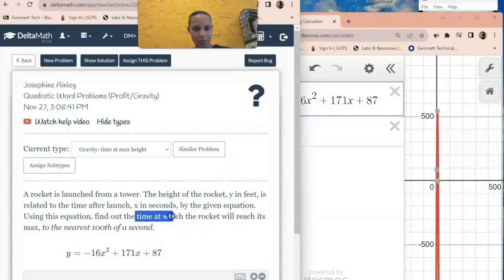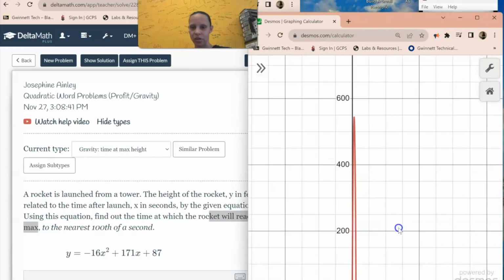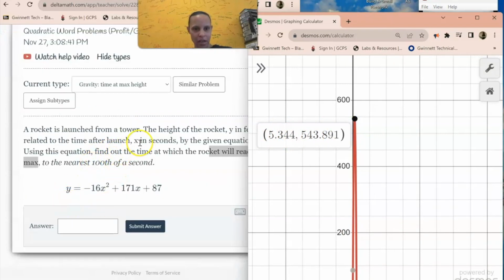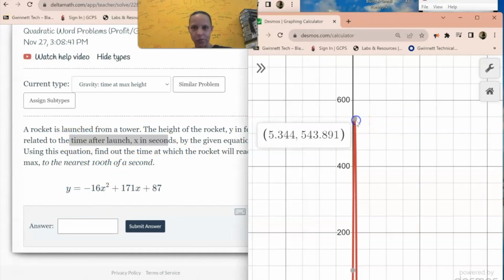All right, let's go look at the question. Find the time. So I need to know what time is. Time is what? X. So I'm only looking at X. Where the rocket reaches where? Maximum. So that means I need the maximum. So you got the maximum of the graph. You have two numbers there, right? You have the maximum right here. And I need that x value because I need time. So I'm going to say x value because of time. It gets to the maximum point. So maximum point by definition is the top of the graph.